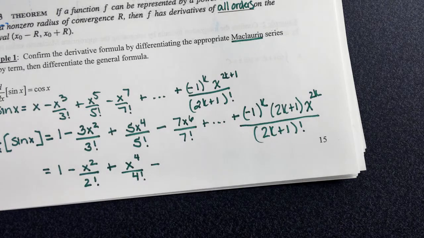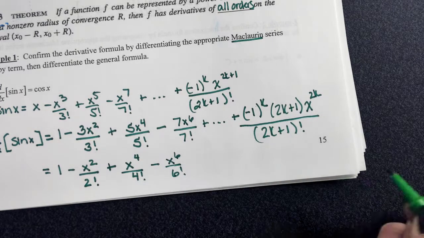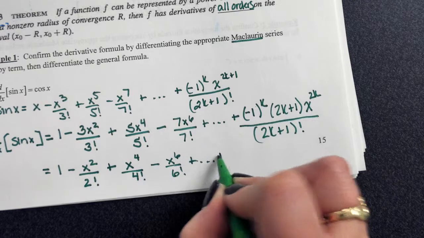Minus, what's 7x to the 6th divided by 7 factorial? Again, 7 factorial is 7 times 6 times 5 times 4 times 3 times 2 times 1. I think I missed one in there. But what's 7x to the 6th over 7 factorial going to simplify down to? X to the 6th over what? 6 factorial. Plus, dot, dot, dot, plus.